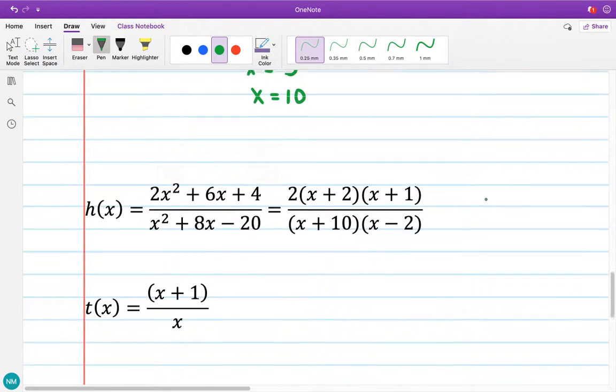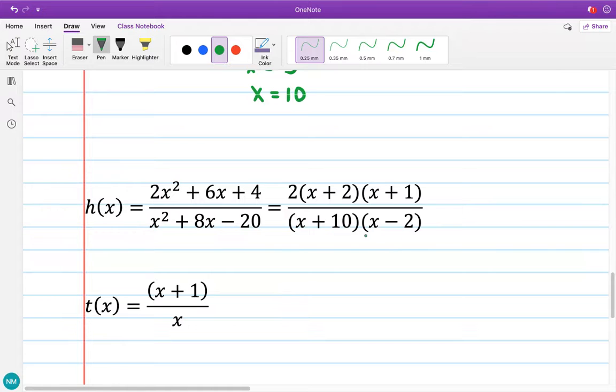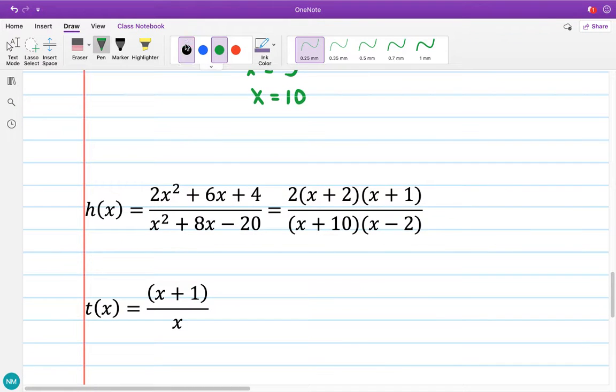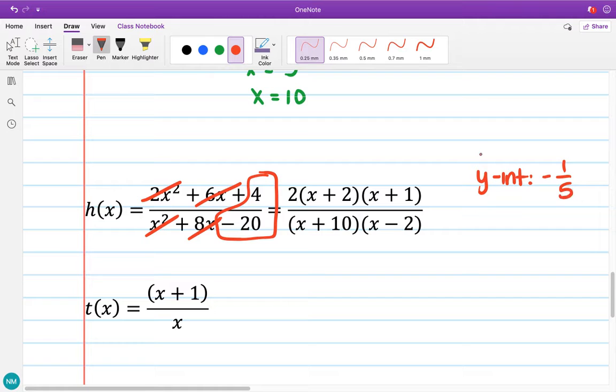Okay, next one, super easy. I know my y-intercept is going to be, this goes away, and so it's 4 over -20. Remember, keep your signs. So 4 over -20 is going to be -1/5. So it's (0, -1/5).